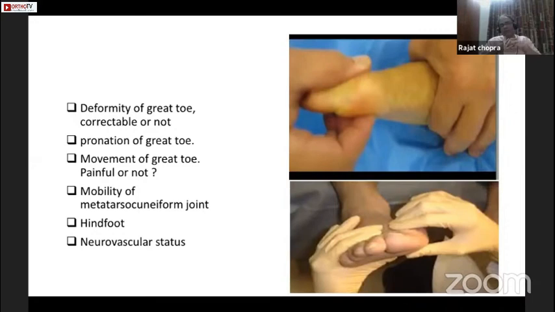If the movement of the great toe is painful, that means it could be because of arthrosis which is developing. That will change your surgery. That is why you are interested in whether you are dealing with an arthritic or an inflammatory arthropathy, plus the mobility of the MTP joint. At the same time, you have to look at the hindfoot and the neurovascular status, but that would be a very big examination. If you mention that you would be looking into the hindfoot and the neurovascular status, the examiners are going to take it up with you.